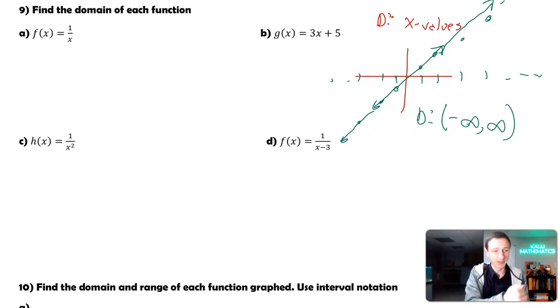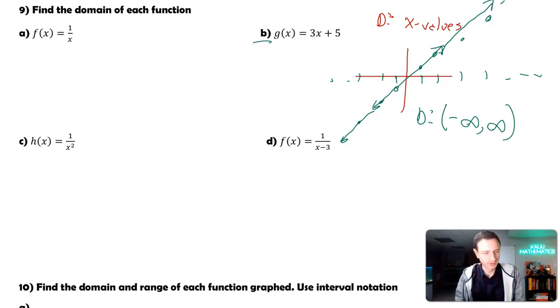So any x value that I could think of, I'll have a corresponding y value along that line. That's what we're trying to think about here. That's what we're trying to put down as the domain. We want to identify where all the x values are. So let's look at letter A. f of x equals 1 over x. So first of all, this is not going to be a straight line because I'm dividing by x like this.